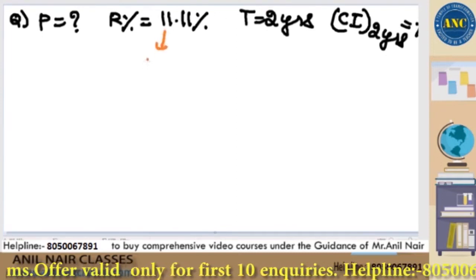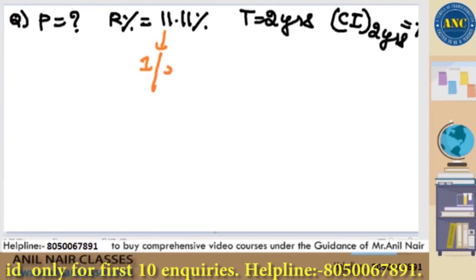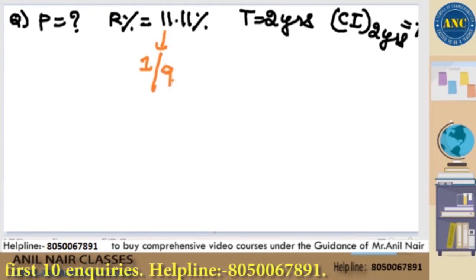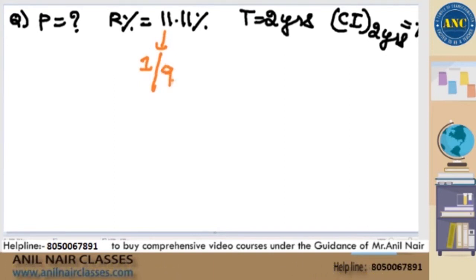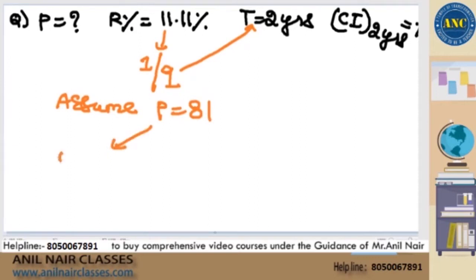The more and more you solve problems, you will find this method to be an easy method. 11.11 is 1 by 9. Denominator is 9 for 2 years. So I will assume 9 square is 81. Assume principal equivalent to 81. First year, it is interest on principal. 1 by 9 into 81 is 9. Second year, 1 by 9 into 81 is 9.